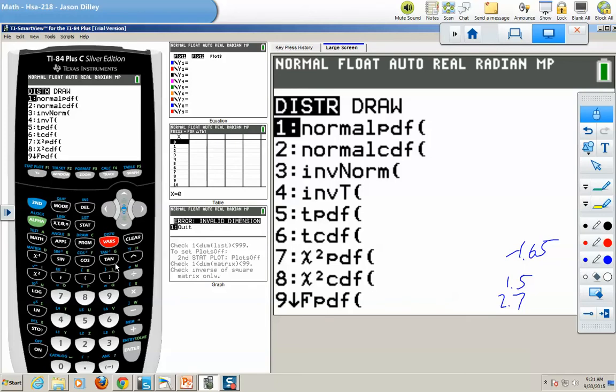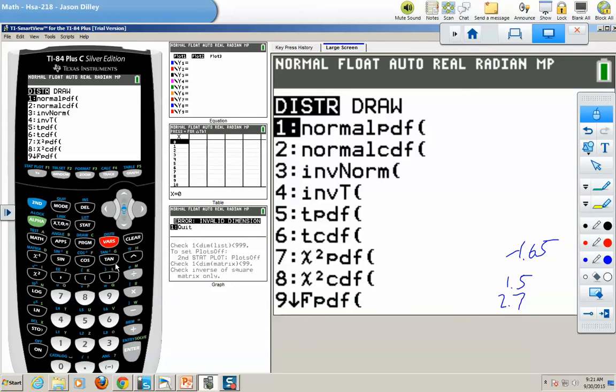And notice that over here in this menu, there are a variety of commands. All of them are different distributions. Notice that you've got a normal distribution here that says normal. There's also t. This I know looks like x squared, but it's actually chi-squared. We're going to use a bunch of these this year, but right now we're going to focus on the normal model. So if you look at these top two commands, you have normal PDF and normal CDF.